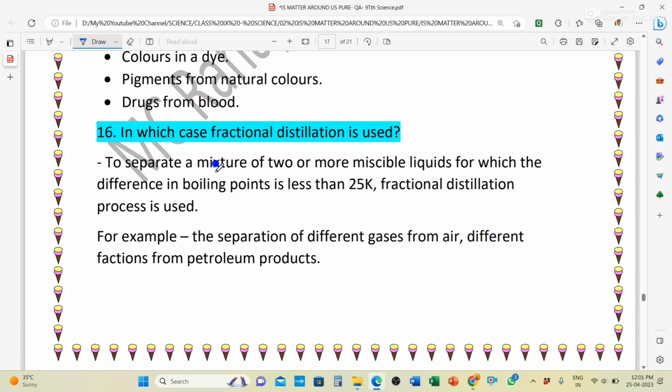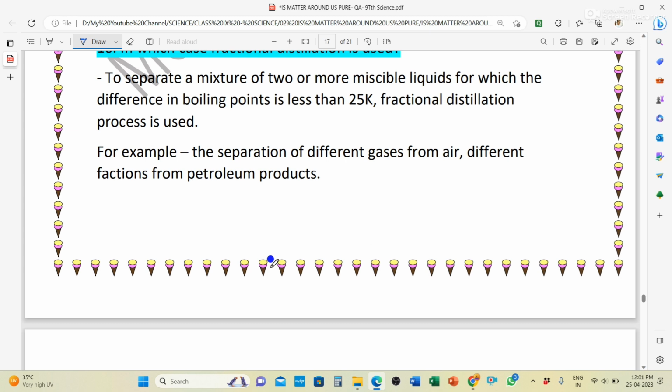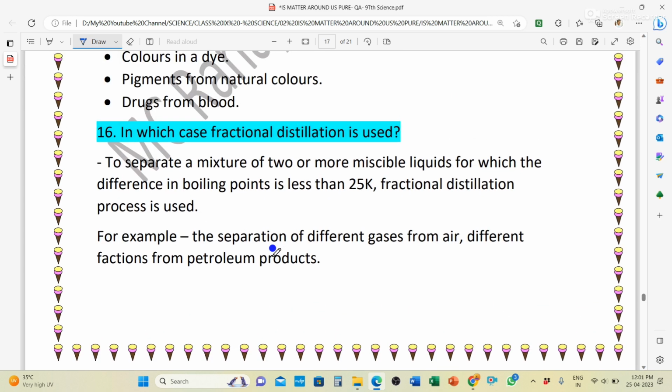In which case is fractional distillation used? To separate a mixture of two or more miscible liquids. Miscible liquids means the liquids which can be intermixed properly, for which the difference in boiling point is less than 25 Kelvin; the fractional distillation process is used. The difference in boiling points must be less than 25 Kelvin. For example, the separation of different gases from air, different fractions from petroleum products, we can use the fractional distillation method.